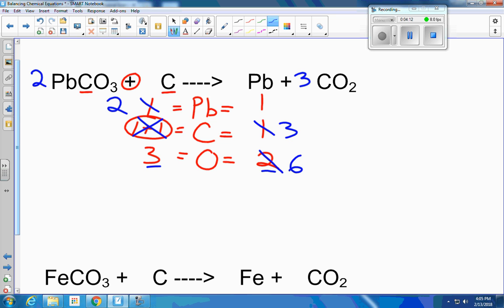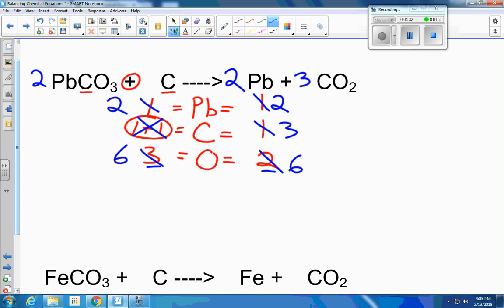I'm not going to total up my carbon yet. I'm going to skip that. And 2 times 3 oxygen is 6. Oxygen is balanced, but lead is not. I have 2 lead on the reactant side. I need 2 lead on the product side, so I'm going to multiply by 2. That will give me 2 lead. 2 times 1 is 2.